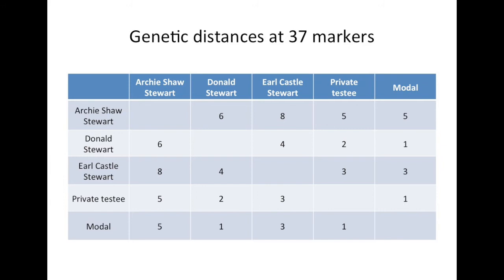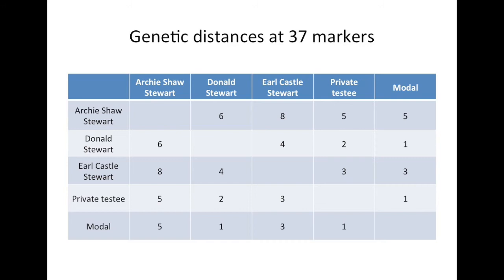So really considerable. And this, of course, meant that his genetic distance was outwith the bounds laid down by Family Tree DNA for matches. So at 37 markers, only up to a genetic distance of 4 would in fact show up as matches. So Archie did not show up as a match to any of the other testees here.